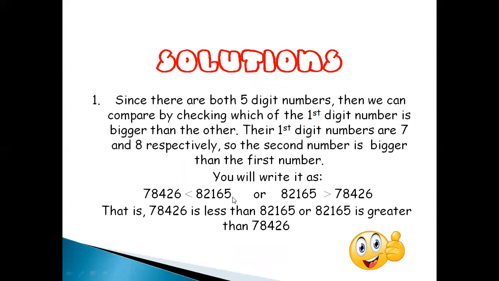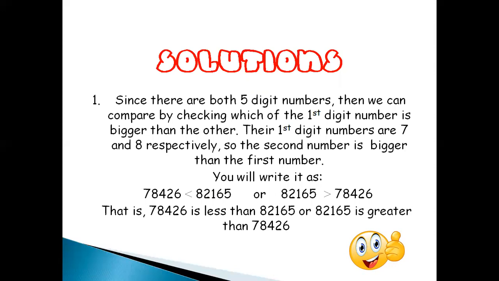Okay, let's look at how we're going to compare. This is the first numbers we want to compare: 78426 and 82165. Now, first of all, because they are both 5-digit numbers, we need to follow some rules. If one was 6 digits and one was 5 digits, it would have been very easy for you to say, oh, the 6-digit number is bigger. But this time around, both of them have 5-digit numbers. So for us to compare, we start with the first digit.